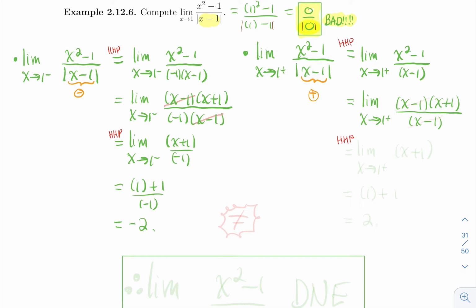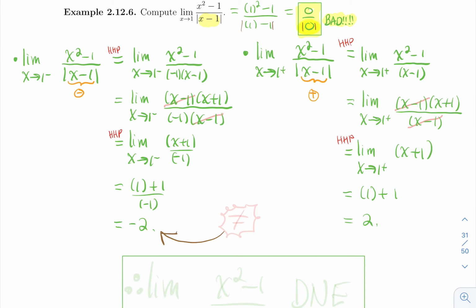So now you can see that the x minus 1 again simplifies, reducing this expression to the limit as x approaches 1 plus of x plus 1. Now you're plugging 1, not 1 plus, just 1. And you're going to get 1 plus 1, and then you're going to get 2. So the right limit here, the limit as x approaches 1 plus of (x squared minus 1) over the absolute value of x minus 1 is now plus 2.